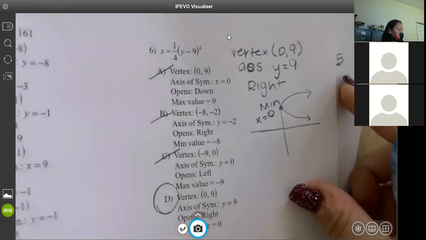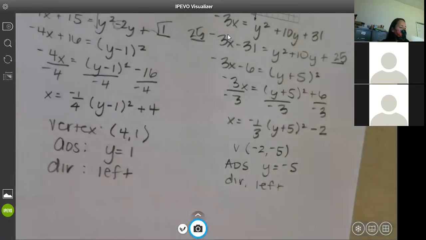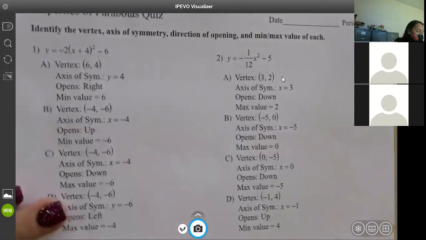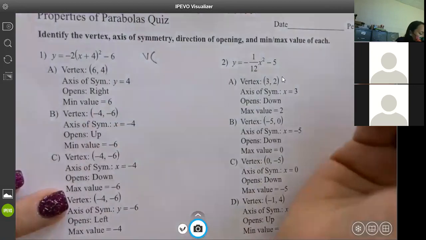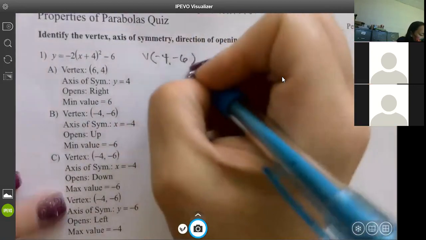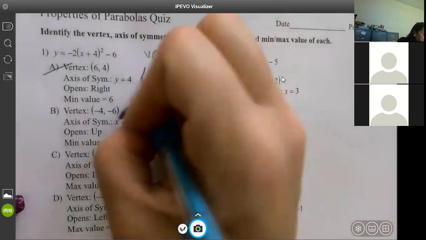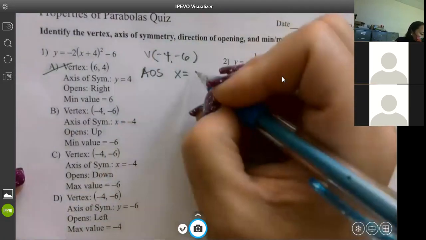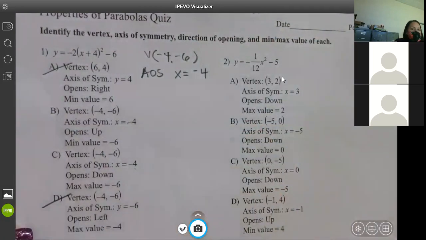Compared to your other ones. So if we look at number 1, what's your vertex on number 1? -4, -6. So that just eliminates A, everything else is fine. What's your axis of symmetry? It's Y equals, so it's got to be X equals. And what is our X coordinate? -4. So X equals -4, but not D.